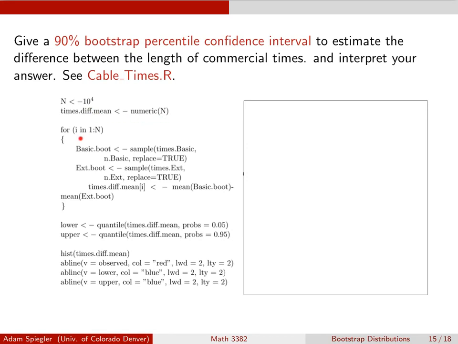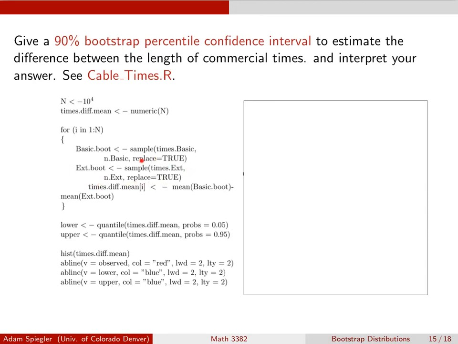And now my for loop for each of these 10,000 things. Boot basic is going to be each of the bootstrap samples I create from the basic sample. So I'm going to sample times basic. Those were the original 10 values that I had. I'm going to pick n basic. That was how many values there were, so this is equal to 10. And I'm going to pick with replacement. So this is just doing the bootstrap sampling for the basic cable.